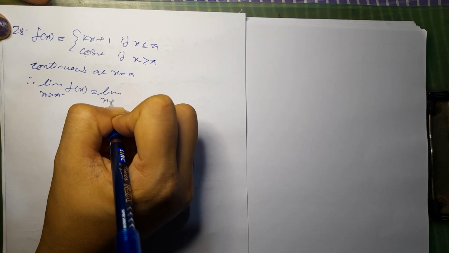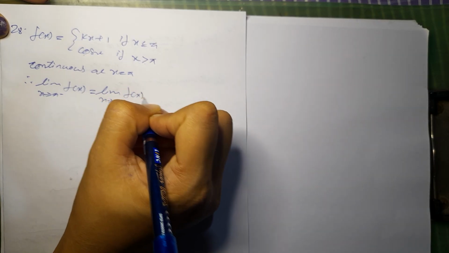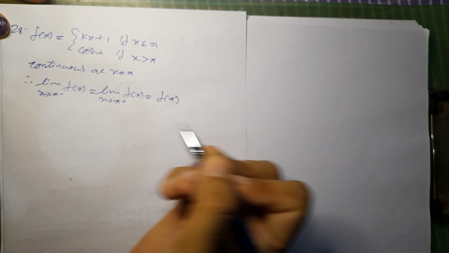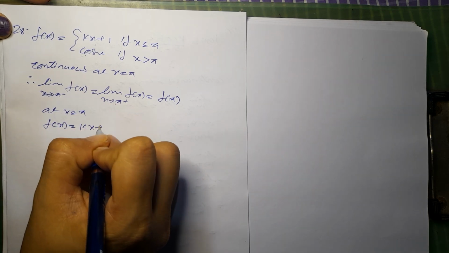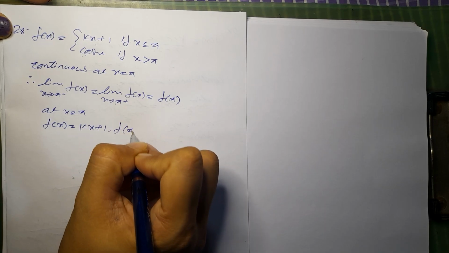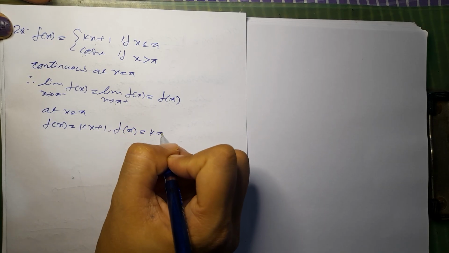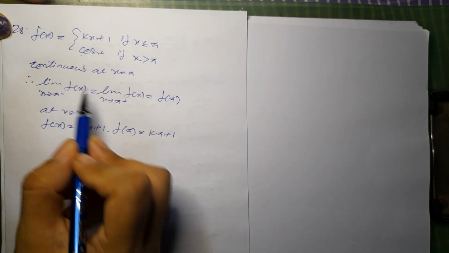So therefore the left hand limit, x tends to pi minus f of x, is equal to the limit x tends to pi plus f of x, is equal to f of pi. So left will be this function and right will be this function, and f of pi will be this function. So f of pi at x equal to pi, f of x is kx plus 1. So we need f of pi, so instead of x, it will be replaced by pi: k pi plus 1.